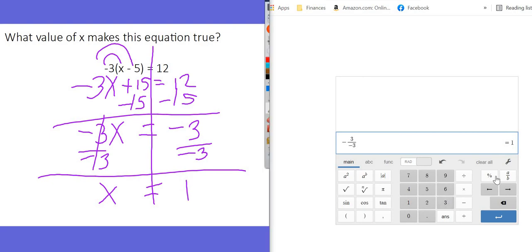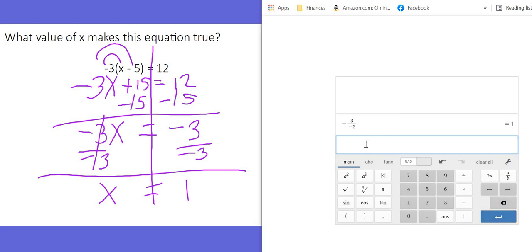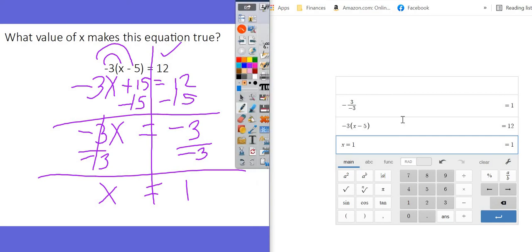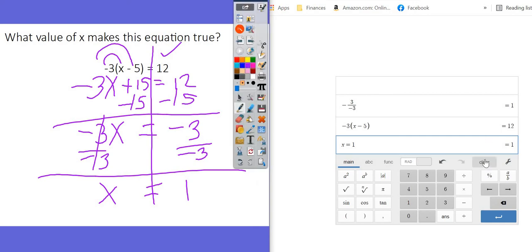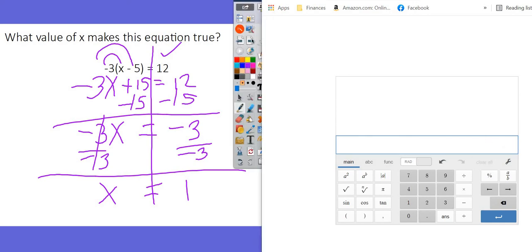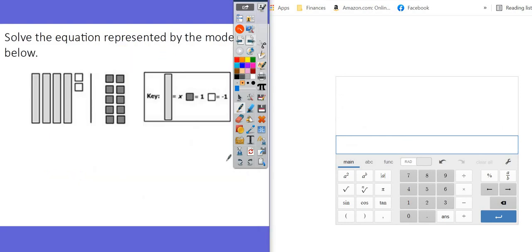But let's make sure that we did it correctly by checking. We're going to start by typing in everything on the side of the equation where the variable is. So that would be negative 3, open parentheses, x minus 5, close your parentheses, and then x equals 1. And that gives us 12, which is the same as that right there. So you know you are correct. All right? And one more.